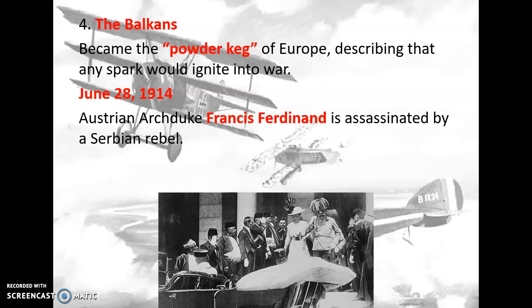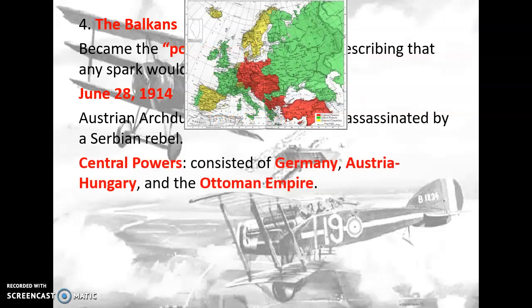Austria made demands that Serbia could not meet. Germany supported Austria, Russia supported Serbia, and France supported Russia. In a short period of time, as you can imagine, all of the major powers of Europe will be at war. The Central Powers consisted of Germany, Austria-Hungary, and the Ottoman Empire. You can see the map shown right there. The countries that are in red are the countries that will join the Central Powers.